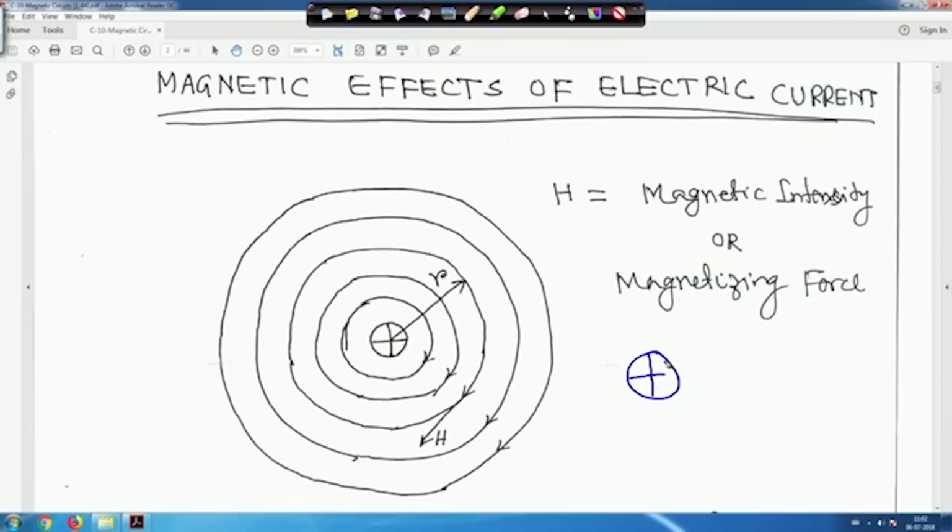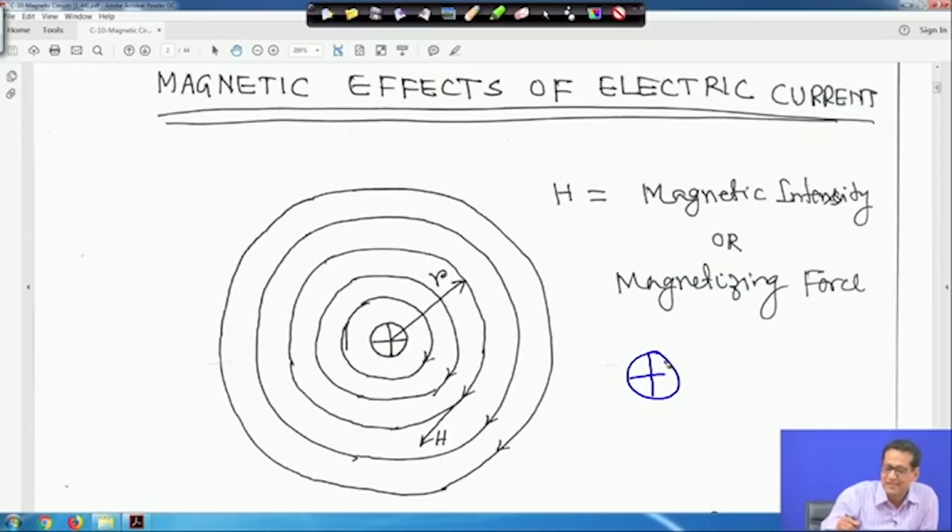If the current is entering into the plane, into the notebook, then this is the direction of the flux, that is, clockwise direction. This is the flux line. This is actually the right hand rule. We have to understand just one or two things. From here to here, some distance r is taken. This is the magnetic flux line.